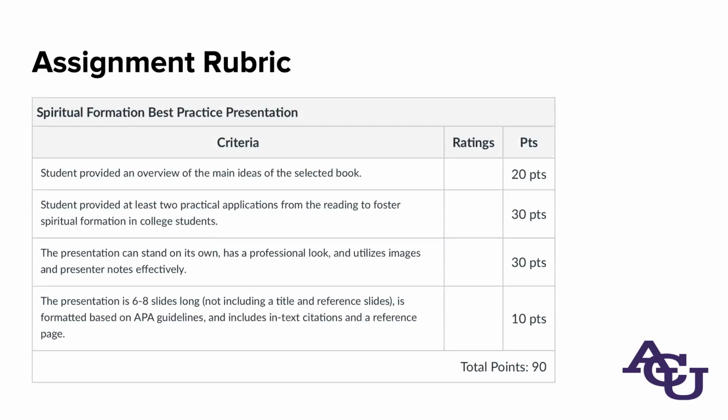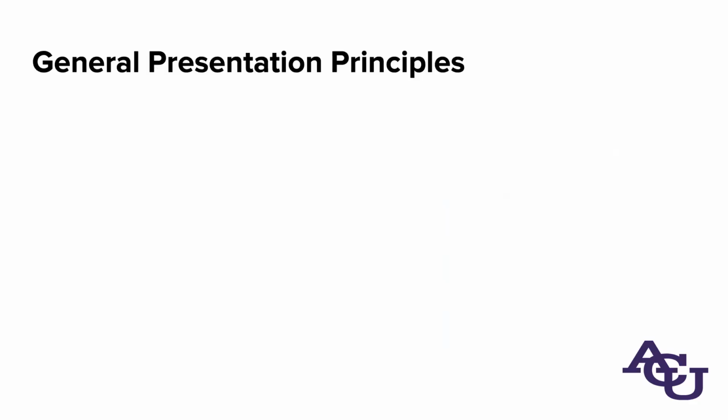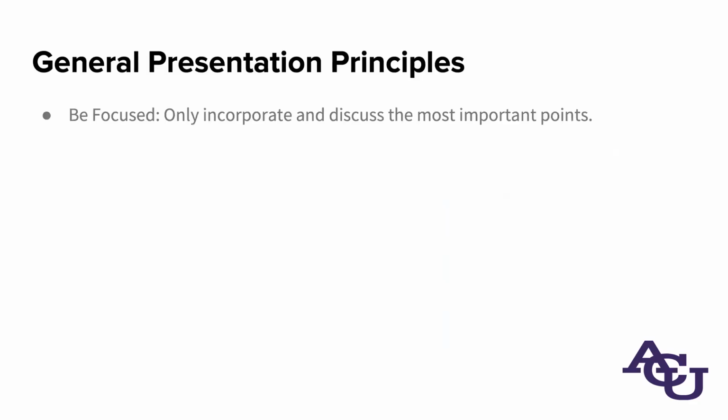If we look at the rubric, it is more or less following what the assignment said earlier, and we'll just keep an eye on that 6 to 8 slide length. The 6 to 8, if we add the title and reference slides, we're talking 8 to 10 slides total. So let's now talk about what some of the principles are for presenting information from a book in a presentation. Well, we'll start with some general presentation principles.